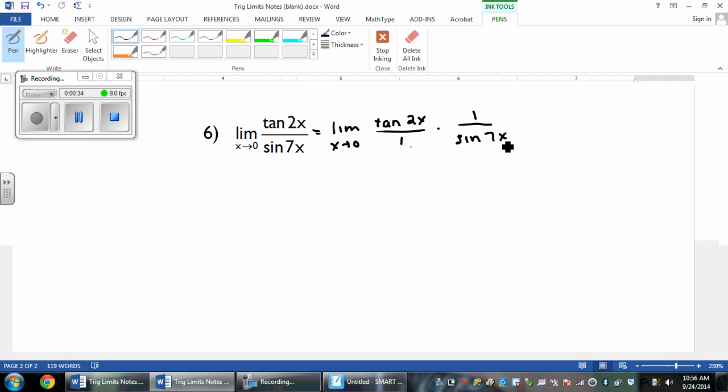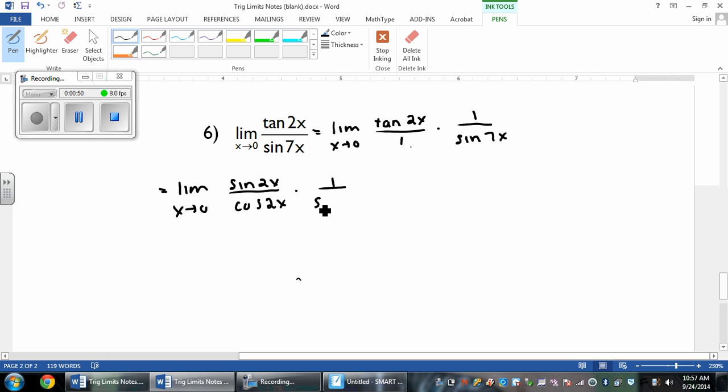sine of 2x over cosine of 2x. So I'm going to go ahead and do that now. So this equals the limit as x approaches 0 of sine of 2x over cosine of 2x times 1 over sine of 7x. I'm going to expand it even farther by separating the sine of 2x and cosine of 2x, very similar to how I separated tangent of 2x and sine of 7x. So this is going to equal the limit as x approaches 0 of sine of 2x over 1 times 1 over cosine of 2x times 1 over sine of 7x. Okay?